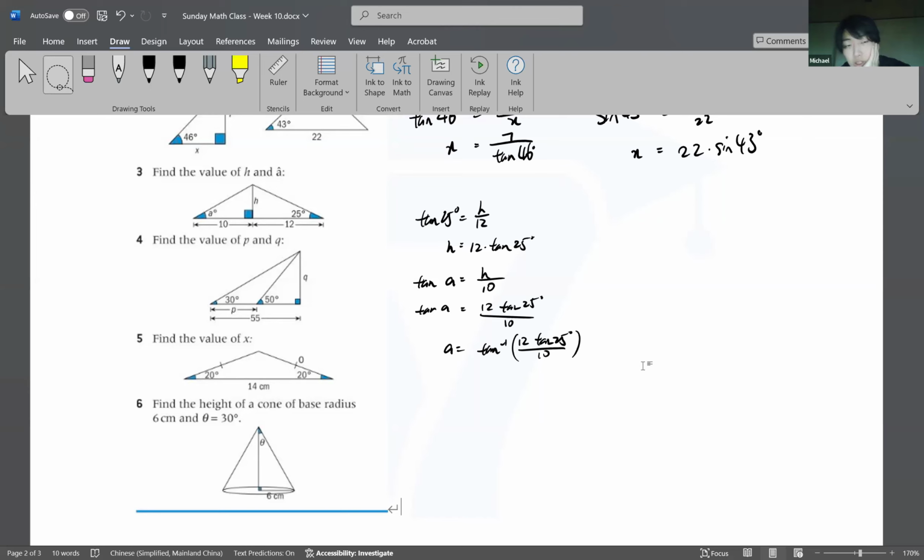Why tan 50? Opposite over adjacent. Tan 50, you don't have the corresponding adjacent. The corresponding adjacent is 55 minus P. So why don't you just use tan 30 so you can work out Q straight away? Oh my God, yeah. Wait, let me see. Tan 30 equals Q over 55.